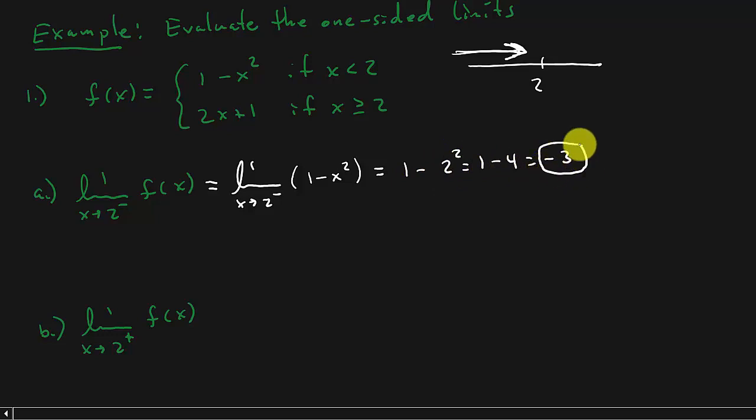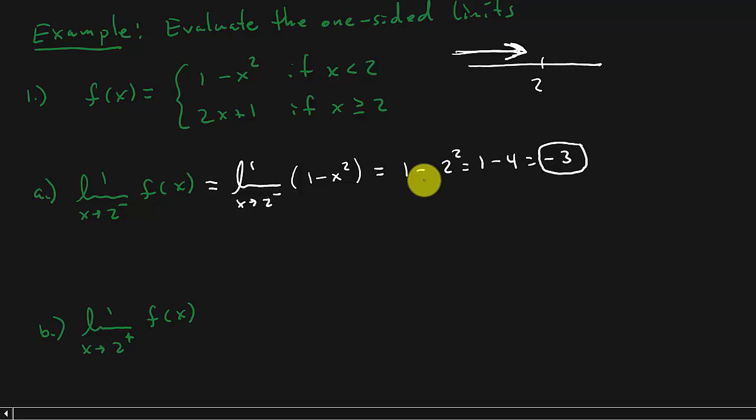Okay, and so we're going to get 1 minus 2 squared, which is 1 minus 4, which equals negative 3. And keep in mind that when you square this, it's not plus 4. It's not 1 plus 4. It's 1 minus 4, because the square is on the 2. It's not on that minus sign.